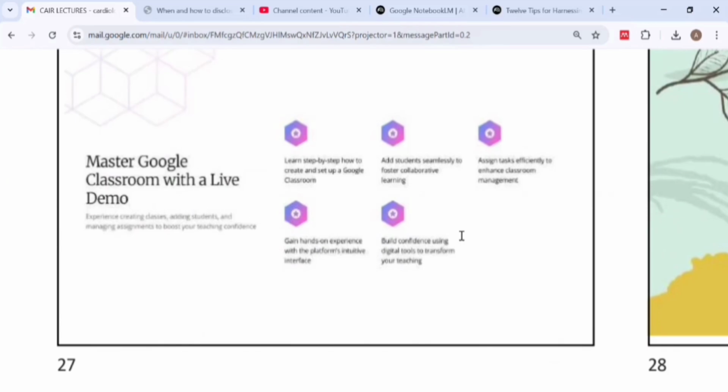Master Google Classroom with a live demo. Learn step by step how to create and set up a Google Classroom, assign tasks, and gain hands-on experience with the platform's intuitive interface. Build confidence using digital tools to transform your teaching. Thank you.